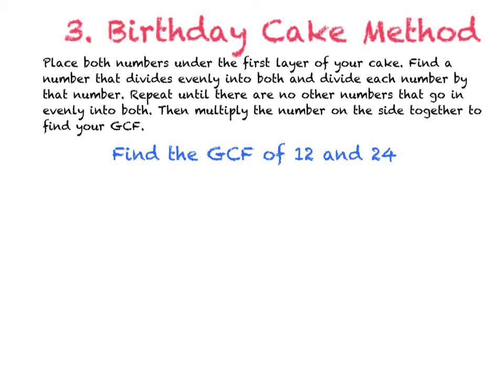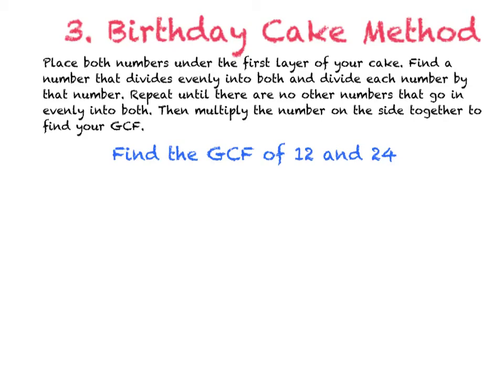The last method we're going to look at is called the birthday cake method. Somehow this seems to be a favorite after we do it, so feel free to use any or all of the different methods when you get to do some practice problems. But let me show you how this works. When we do the birthday cake method, the name comes from the birthday cake shape that seems to appear when we use this method to find the greatest common factor.